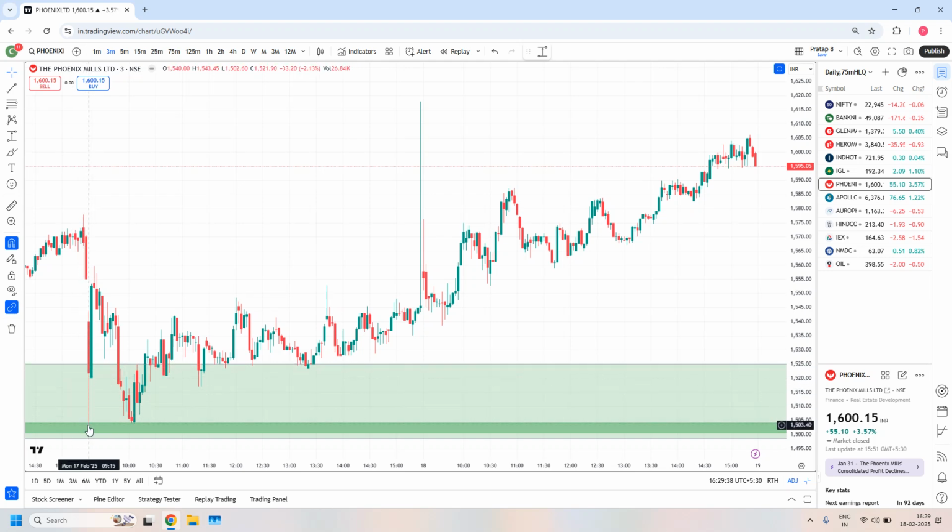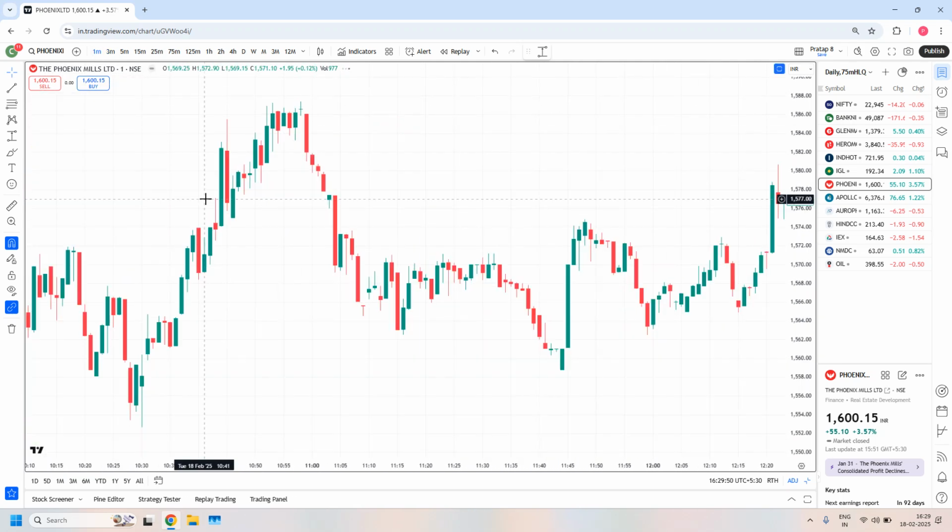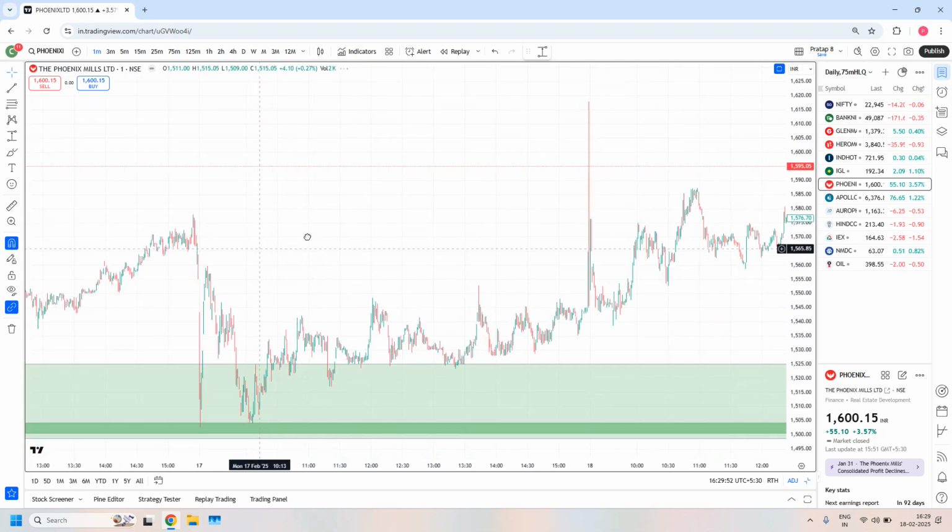Prices came here, picked up the orders, and see how sharply it moved yesterday in the morning itself. Morning 9:15 candle, 5 minute candle, 3 minute candle. But is it a valid trade? Go to the 1 minute candle. If it is 9:16, that is a valid trade.